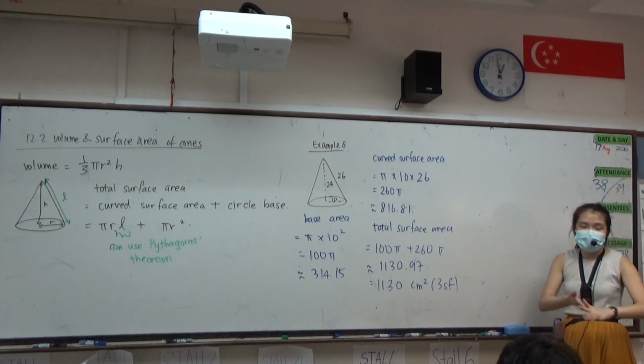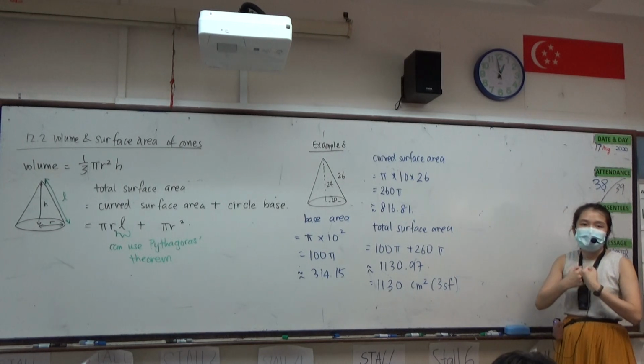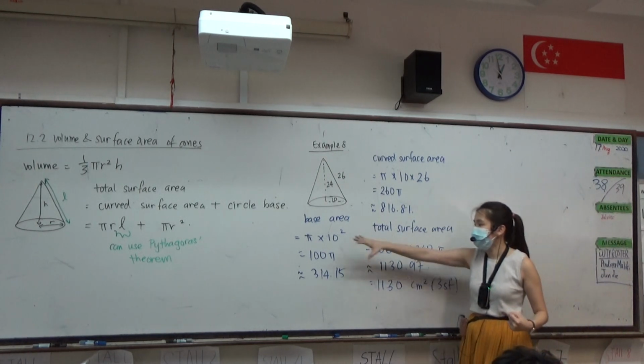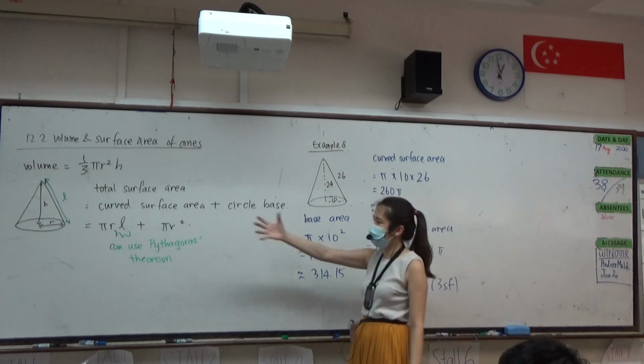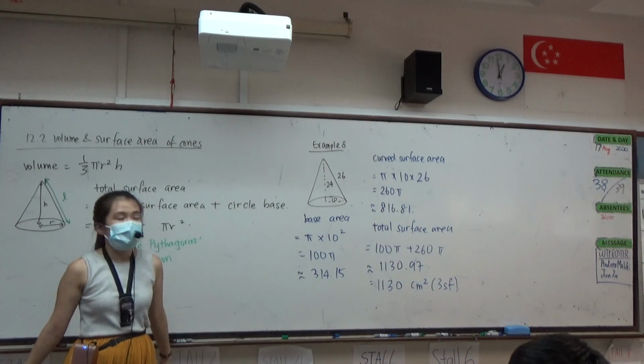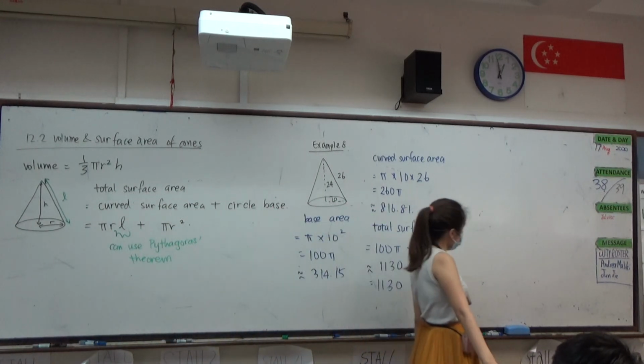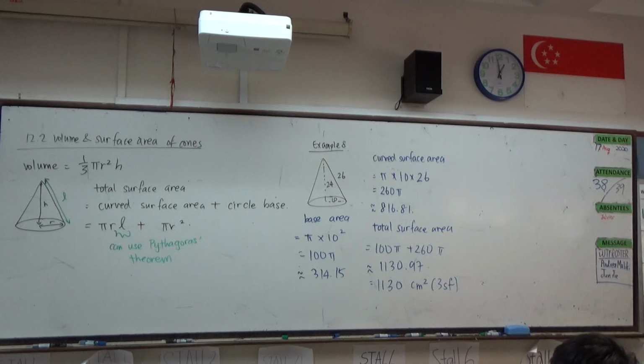For people like Kaishen who loves to do things in one step only, he will put this and this together using exactly the formula. That's fine as well. But of course you need to be careful. Sometimes the question may not actually ask for total surface area. They may ask for only the curved surface area. So know what to apply and know what to use.